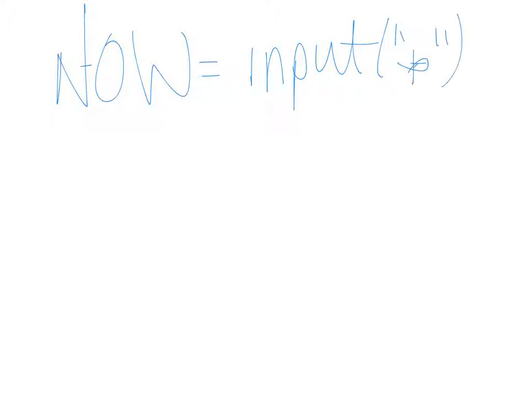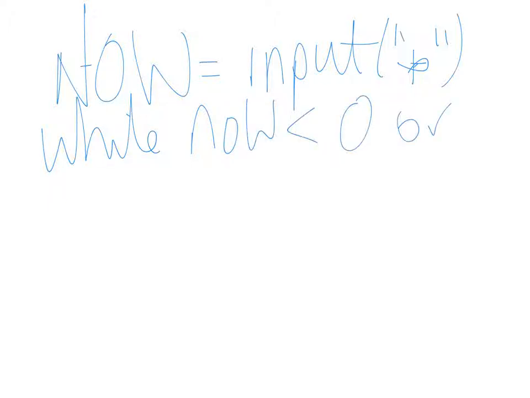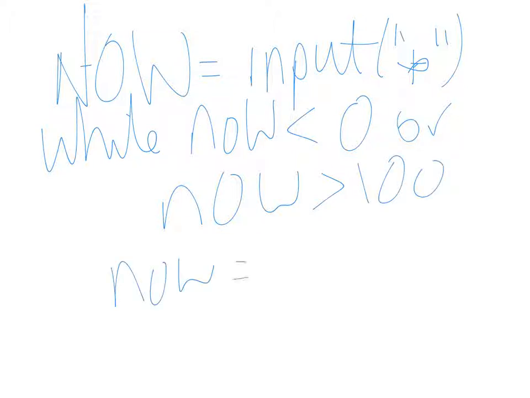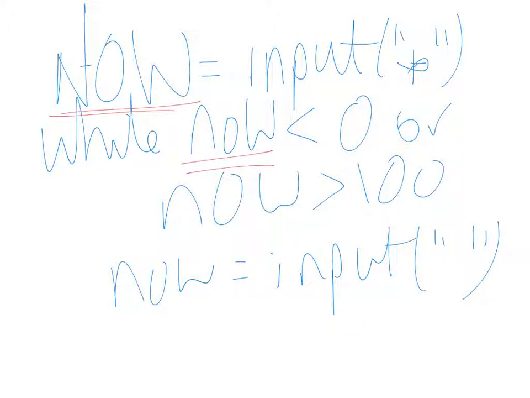So we'll have number of watches equals input, and then we would have please enter number of watches here, while number of watches is less than 0 or number of watches is greater than 100, then we'd have number of watches equals input. So that would validate the number of watches. And similarly, we would have different parts for the highlighted pieces when we were trying to get the number of hours worked validated.